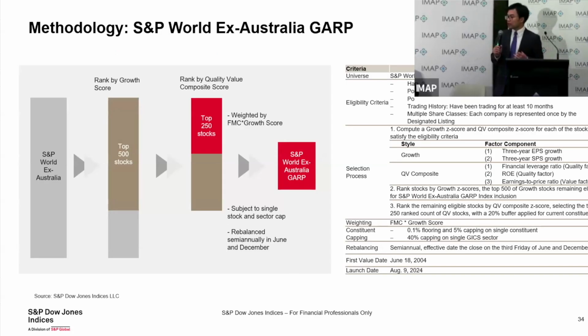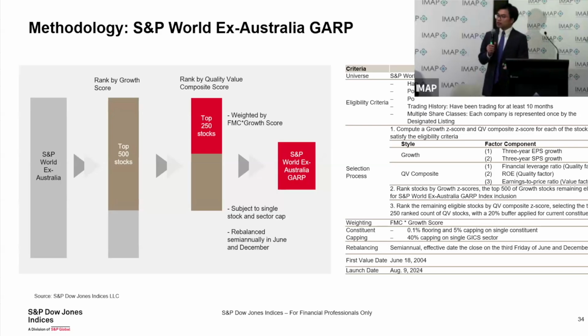So GARP stands for growth at a reasonable price. Essentially, you are looking at the growth characteristics, but you're also considering valuation and quality in the construction. And I can give you an example of how we can do this through an indexing approach. It's very straightforward. First, your starting universe is the S&P World ex Australia. This is basically your large and mid-cap exposure outside of Australia.